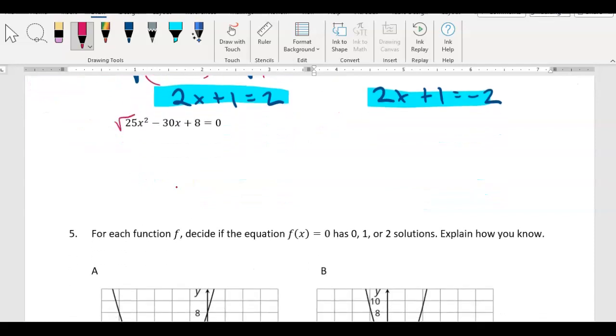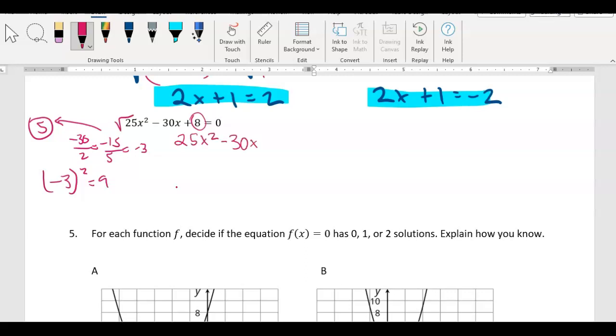So again, take the square root of 25, save it for later. It's 5, okay? So I'm going to do negative 30 divided by 2 is negative 15. Negative 15 divided by 5 is negative 3. Negative 3 squared is 9. I'm going to add 9. Now, notice here that what I didn't do is move this 8 over here, so I should have done that first. This would be 25x squared minus 30x equals negative 8. And now my magic number is 9, so I'm going to add 9 to both sides.